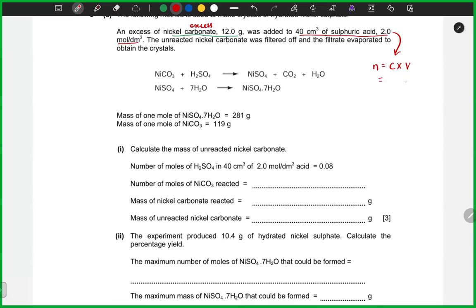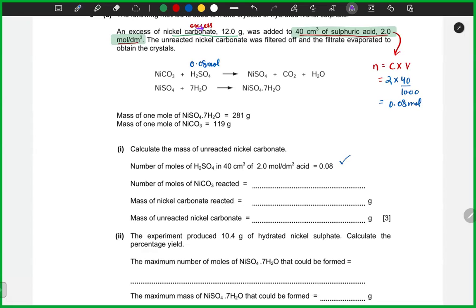So how do you find the moles of sulfuric acid? That's concentration times volume. If you look over here, the volume is given and the concentration is also given. So you can find the moles. What do you get? It's 2 multiplied by 40 divided by 1000, and that should give you 0.08 moles. But he's already done the first step for us. So this is 0.08 moles.